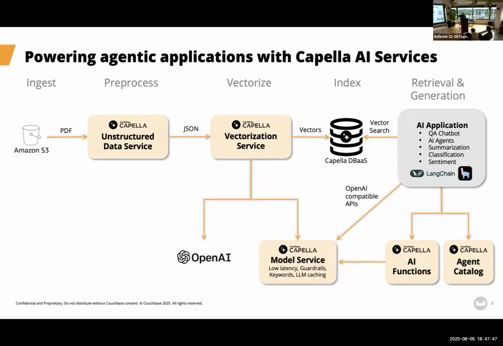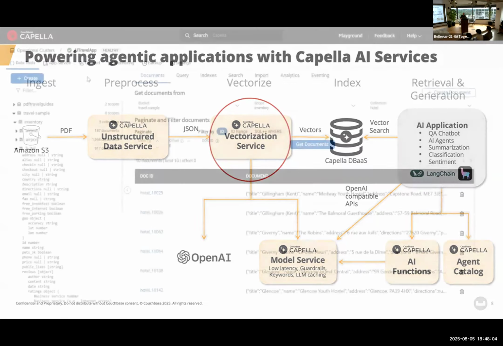But I've got little demo snippets, and I tried to minimize the risk of actually internet and these kind of things, so I've recorded them in advance. But I actually recorded them all myself. So it's so easy, even a marketing guy can do it. So we're going to take a look at the vectorization service first.